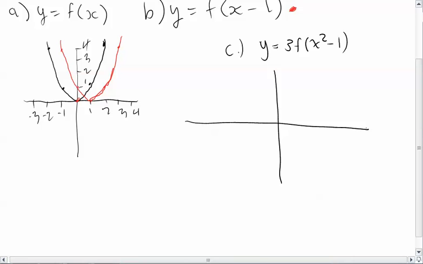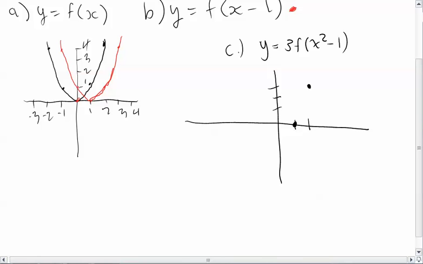So in this case, the vertex is going to shift to the right one because you changed the sign, so it would be 1. And then the other points in the parent function would be 1, 1. So you move 1 to the right and then up 1. But for this one, we multiply the y values by 3. So instead of going up 1, we go up 3. So we would go to the right 1 and then up 3.